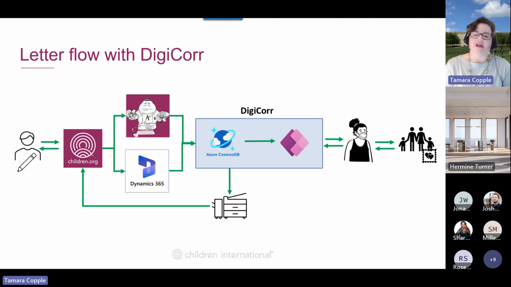If key information changes, like a child address or a sponsor cancels, which does happen, so that letter isn't needed anymore, our batch jobs overnight will also make those updates to the child's record so that the field staff is always working with information that is no more than about 24 hours old.